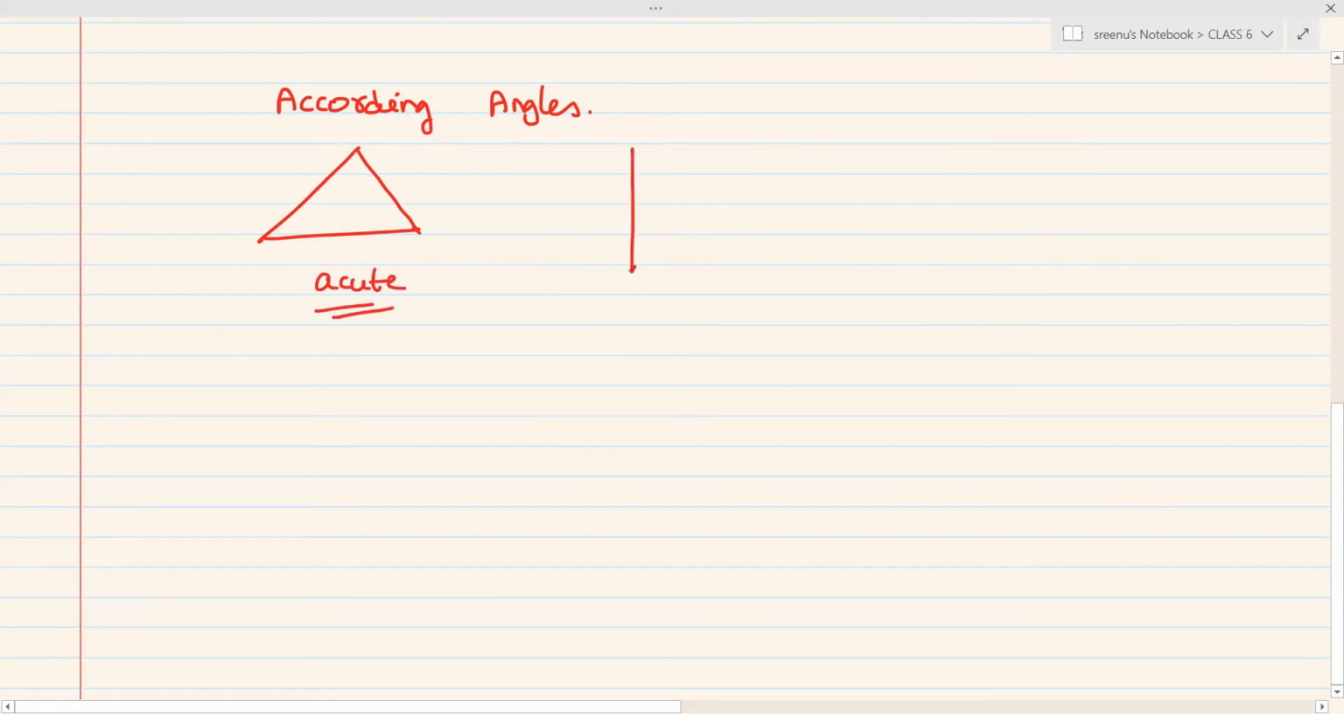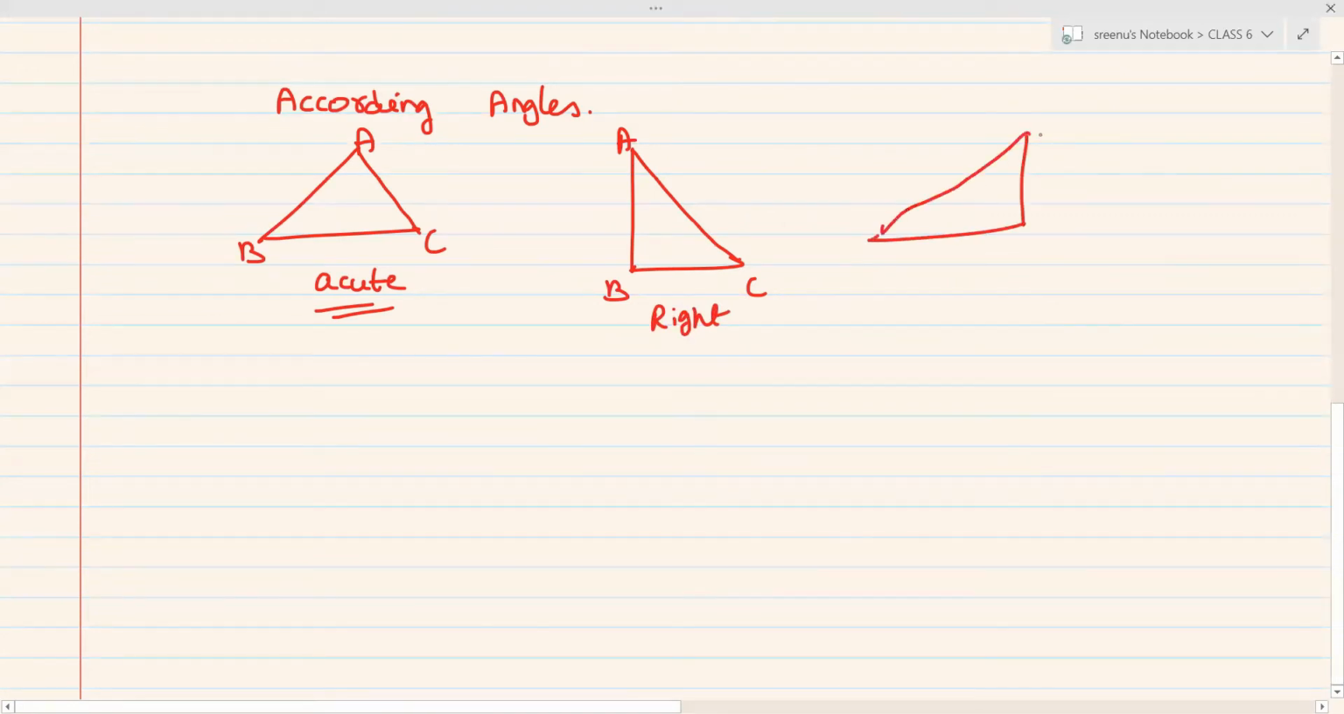Then we'll go for the second triangle. Let me write it as ABC. This is also ABC, and this I'll name as right angle triangle. And then I'll go for the third triangle. Let me write it as ABC, and I will call it as obtuse angle triangle. Obtuse angle triangle. These are based on angles.